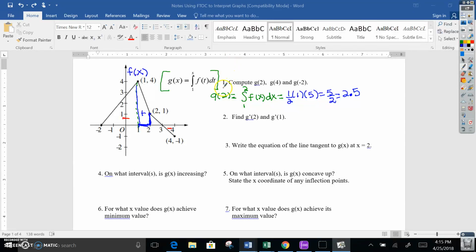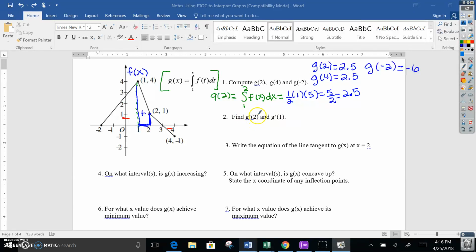I'm going to go ahead and ask you to pause the video and compute g of 4 and g of -2. If you've done that already, you can compare your answers to mine. I got 2.5 for both g of 2 and g of 4, and then -6 for g of -2. So let's move on to the next question.